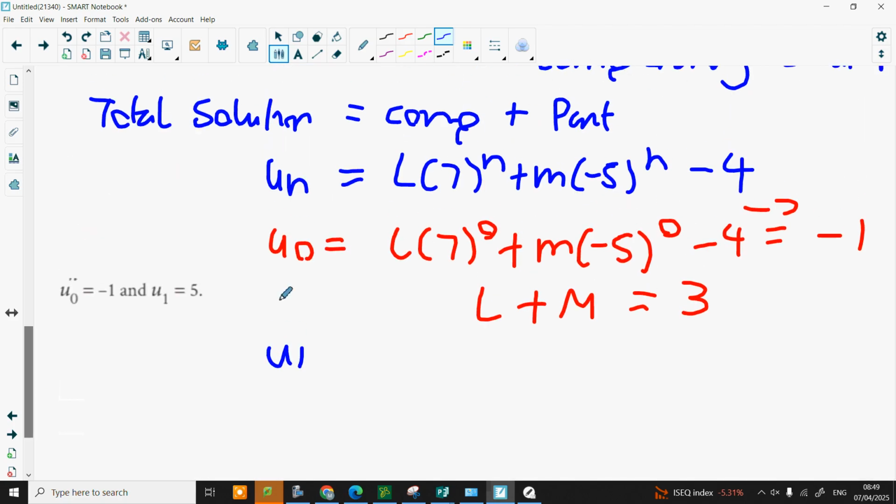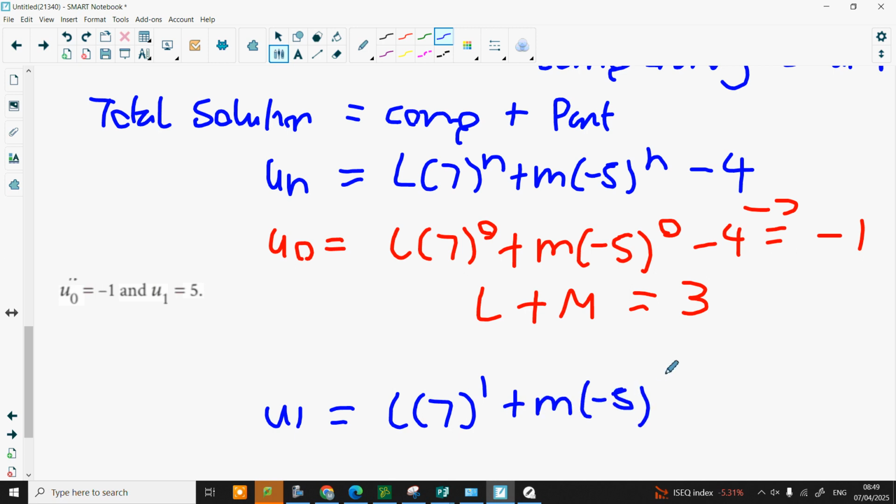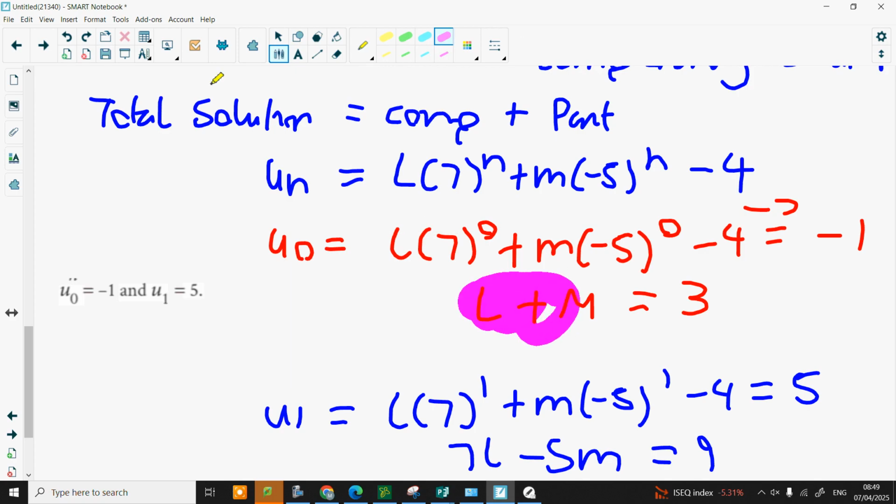And U1, this is the one that they used in the mocks, wasn't it? Yeah. Did anybody try it in the end? Okay. And then it's L times 7 to the power of 1 plus M times minus 5 to the power of 1, take away 4 equals 5. And I'm just going to get 7L minus 5M equals 9. To save time, I'm not going to do the simultaneous equation. I'm just going to write down the answers. That's okay with you guys. L is 2 and M is 1.